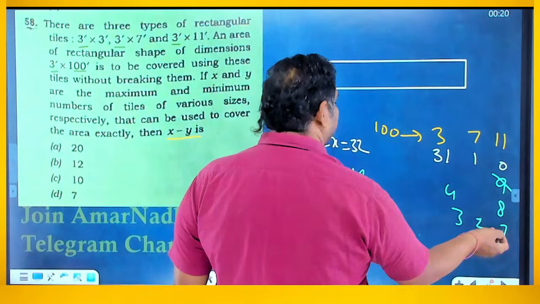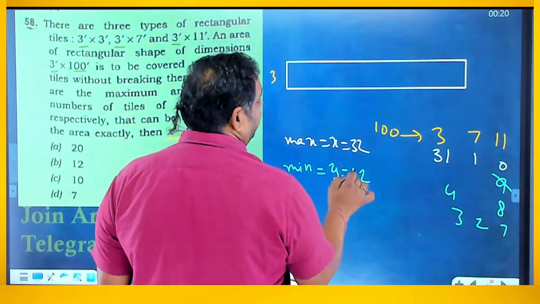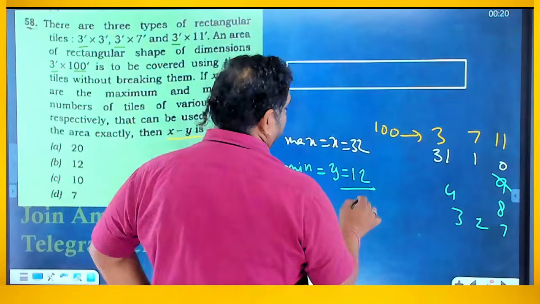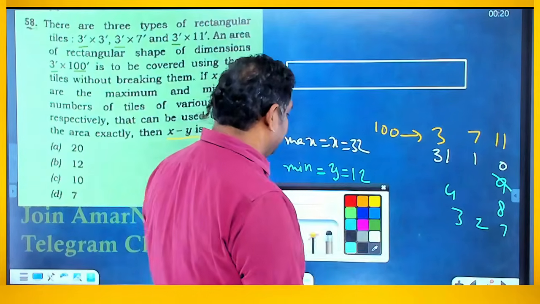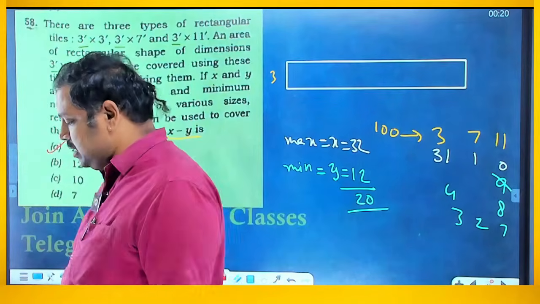Okay. That's why below that is not possible, right? This is the minimum, which is nothing but Y. So he's asking X minus Y. Difference is how much here? 20. Okay. 20 means which option is the answer here? A is the answer. Understand all of you?